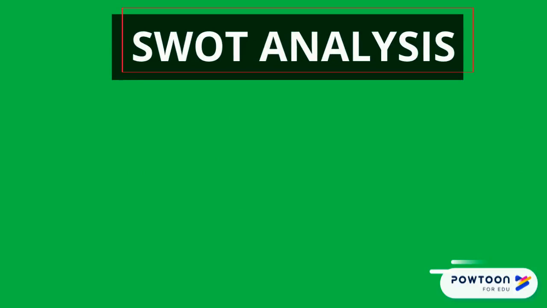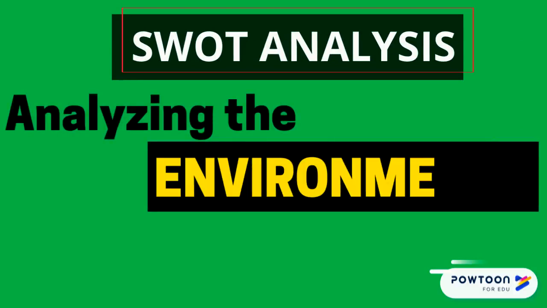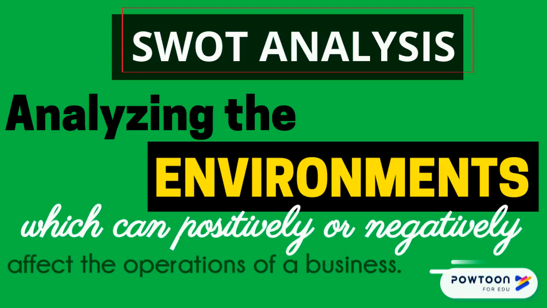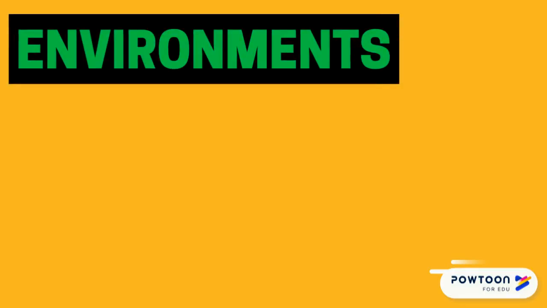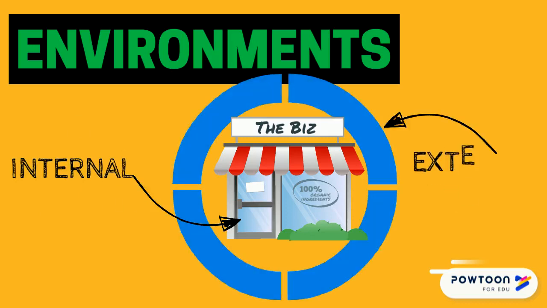To begin with, let's define a SWOT analysis. This is when a business professional analyzes the environments which can positively or negatively affect the operations of their business. There are two types of environments that a business must assess. First, we have the internal environment, which is everything within the business, and then there's the external environment, which is outside of the business. Within each of the environments, there are factors that the company should identify.